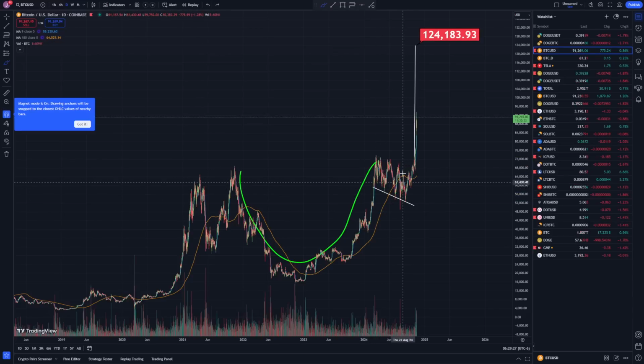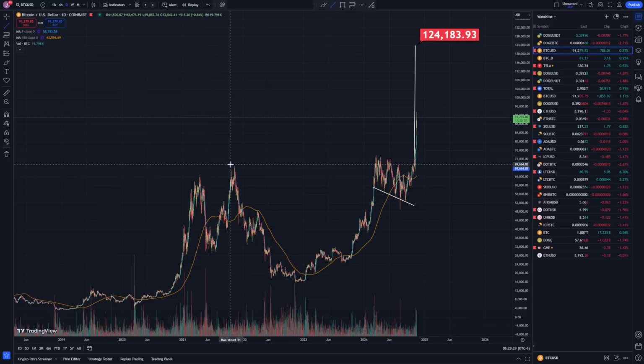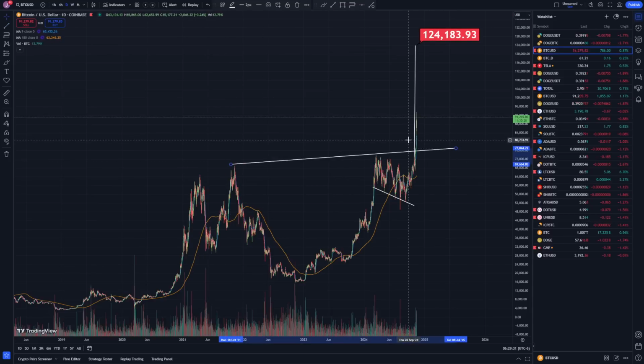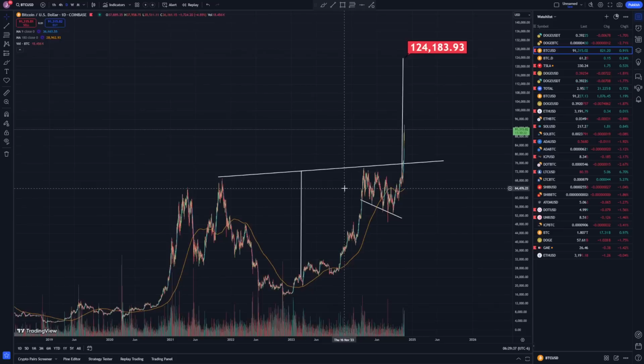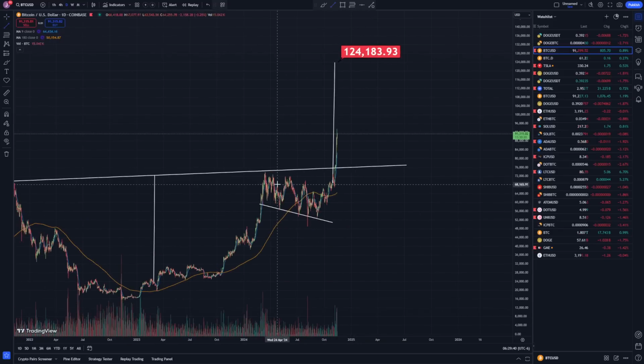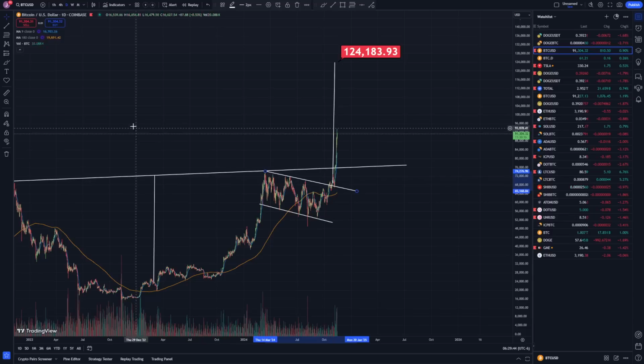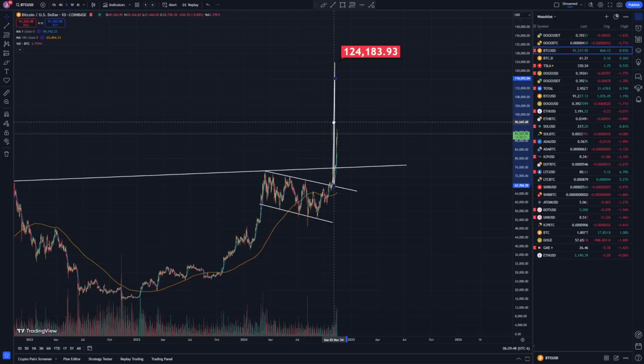Once you break that channel, then you can target from the top to the bottom of this cup. First we draw the cup line, and then we'll draw from the top to the bottom of the cup. And then there's that channel pattern. Once we break that channel pattern, then we can drag from the top to the bottom of that cup, drag that to the breakout, and that's what gives me that target.